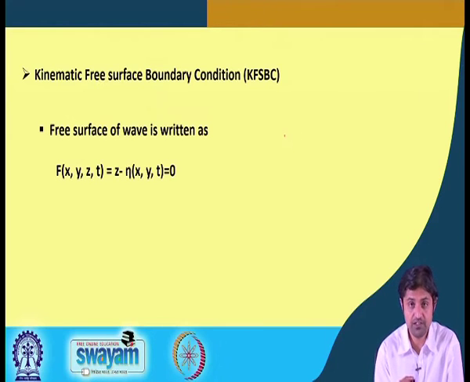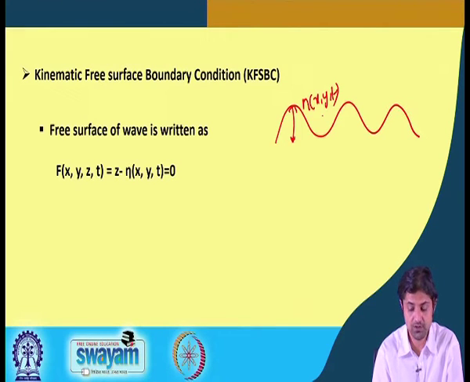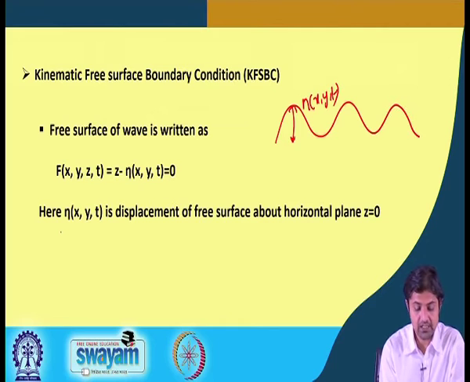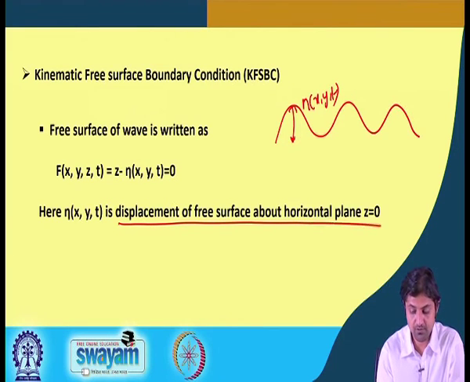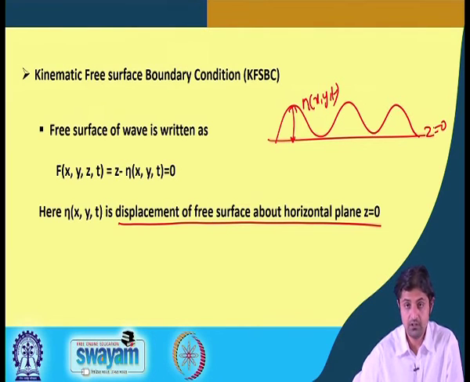So if the surface is free, it can distort, if you recall from our open channel flow lectures. So, if the surface is something like this, then the free surface, and this is eta as a function of x, y and t, then we can write f of x, y, z comma t is equal to z minus eta x, y, t. Here eta x, y, t is the displacement of free surface about horizontal plane, z is equal to 0.